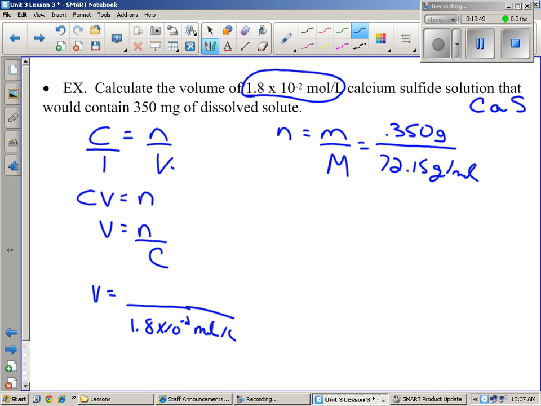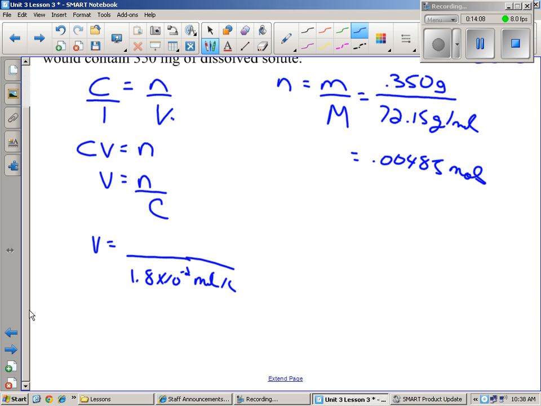And we can find N from this, of course, which is 0.350 divided by that, 0.00485 moles. Now we know N. We can take N and put it back in over here, of course. So 0.00485 moles. And we're going to divide those two. Okay, number still in my calculator.